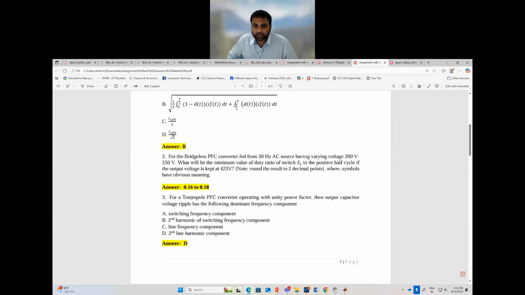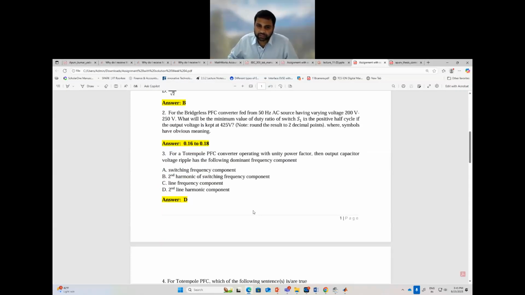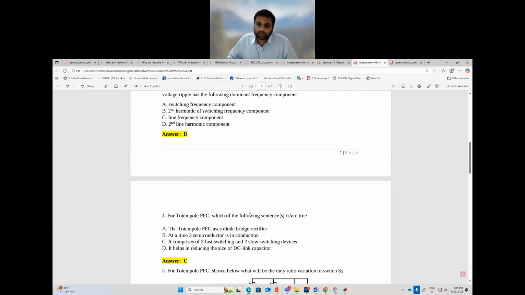Third problem: our totem pole PFC is a single phase power factor correction converter, and it has unity power factor operation. So again, when you do the power balance, what we will see is that on the output capacitor we have the second line harmonic component of voltage ripple. So that is why answer D is correct, which is the second line harmonic component on the output voltage ripple.